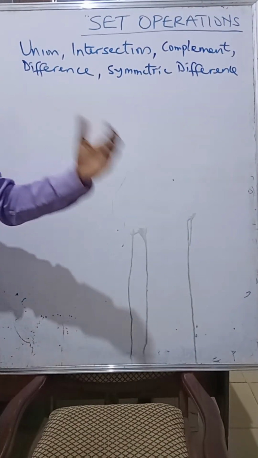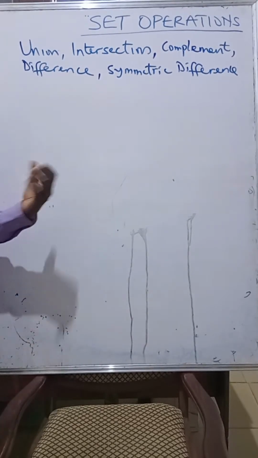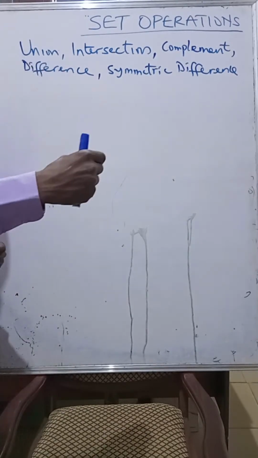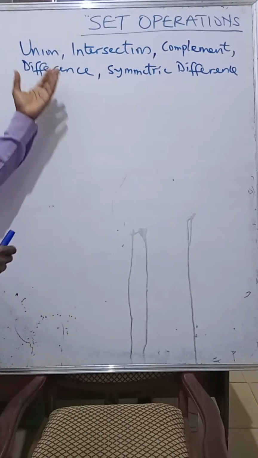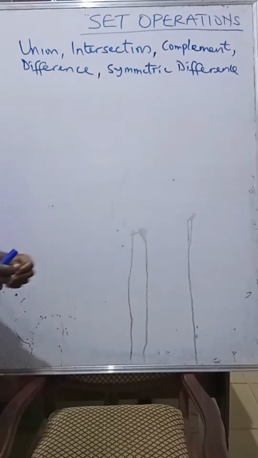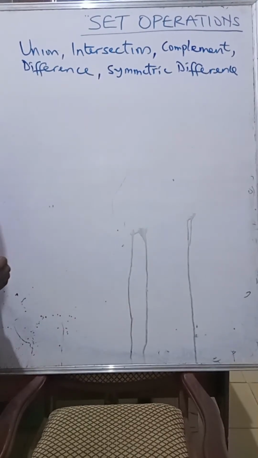Okay, we can combine two sets together, just like in normal algebra. The tools, the rules for those combinations of two sets, we call the set operations. We're going to be looking at union, intersection, complements, difference, and symmetric difference. So the first one, union.